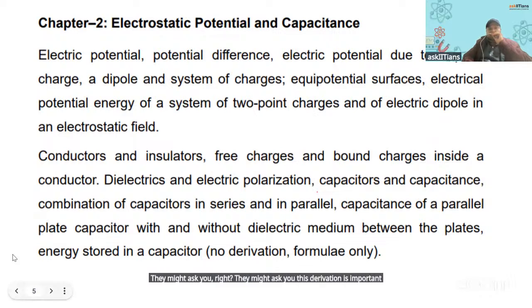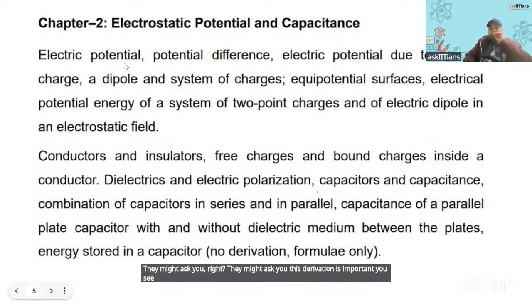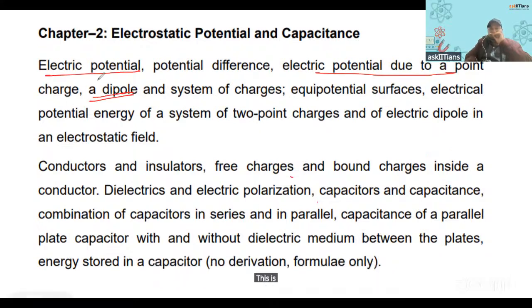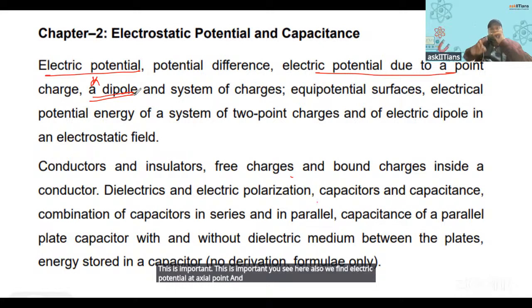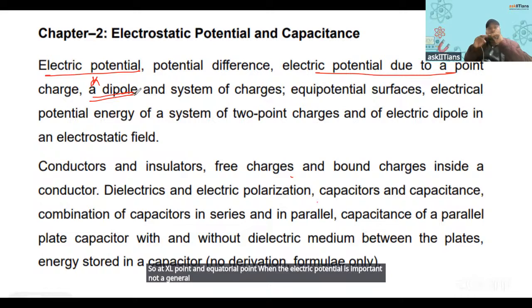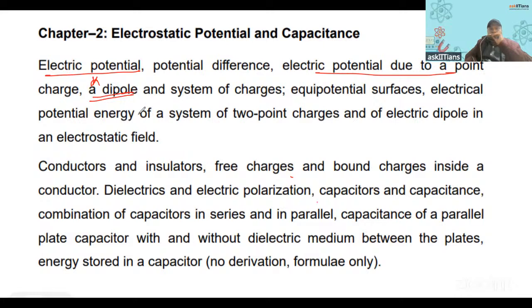Electric potential due to an electric dipole, this is important. You see, here we find electric potential at an axial point, and also at an equatorial point, and then at a general point. Three parts are there. So at axial point and equatorial point, finding electric potential is important, not at a general point. For general points, only remember the formula. So this is important.